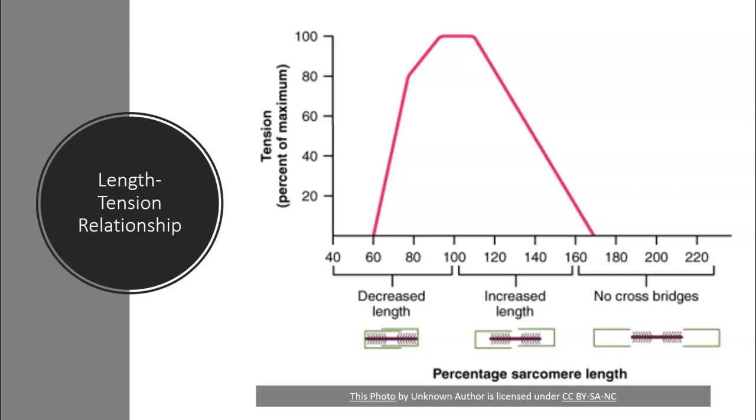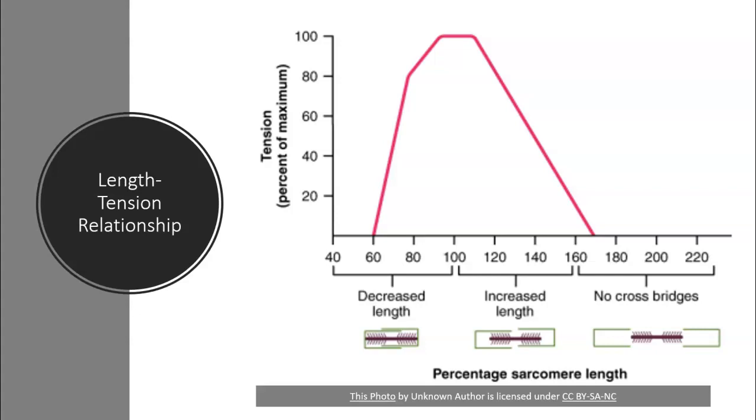The ideal length of a sarcomere to produce maximal tension occurs at about 80% to 120% of its resting length, with 100% being the state where the medial edges of the thin filament are just at the most medial myosin heads of the thick filament. So this length is going to maximize the overlap of actin binding sites and myosin heads.